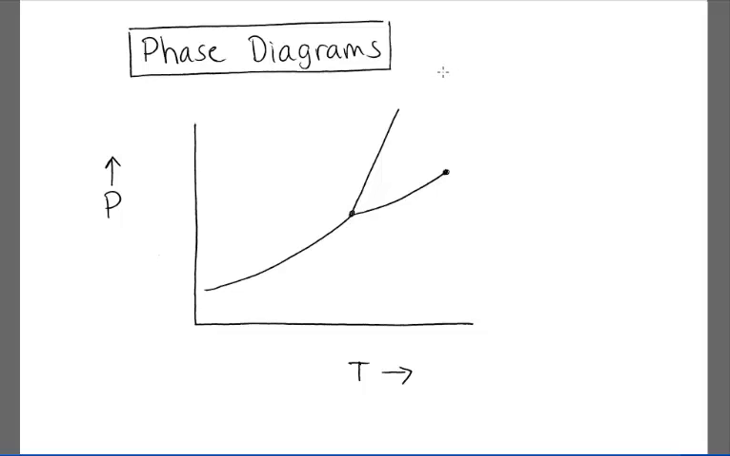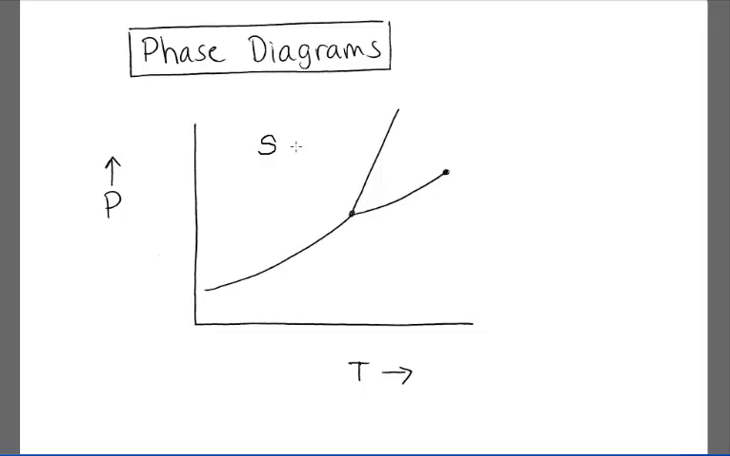Phase diagrams are a way that we can represent all the phase changes that occur for a particular substance. And I'm showing here the general form that a phase diagram takes. A phase diagram for a particular substance will be a graph of pressure on the y-axis versus temperature on the x-axis. And so you have lines within the graph that divide the different phases of the substance.